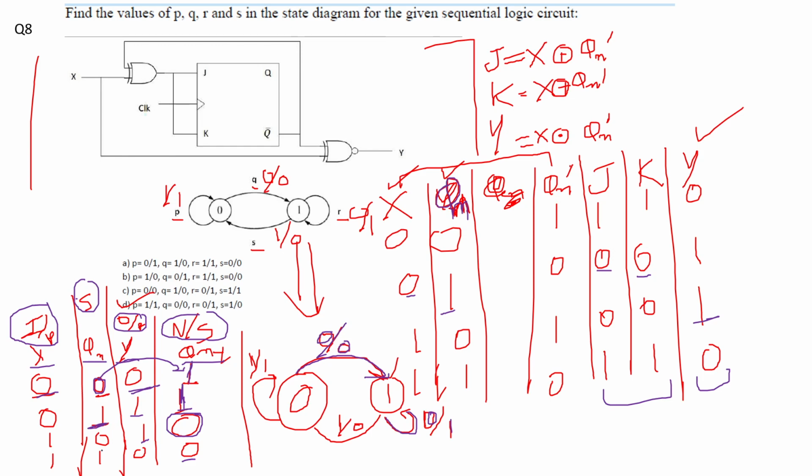I am at state 0, I am going to state 0 only, my input is 1 and my output is 1. I am at state 1, I am going to state 0 when my input is 1 and output is 0. So my P is equal to 1 1, my Q is equal to 0 0, my R is equal to 0 1, and my S is equal to 1 0, and that is option D.